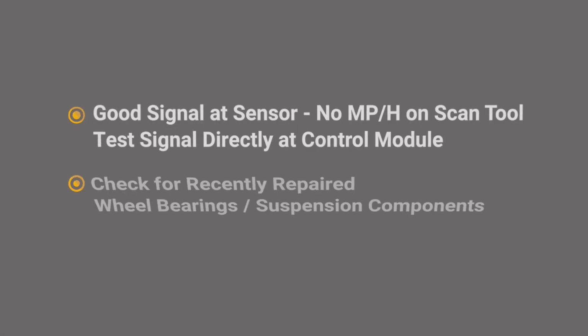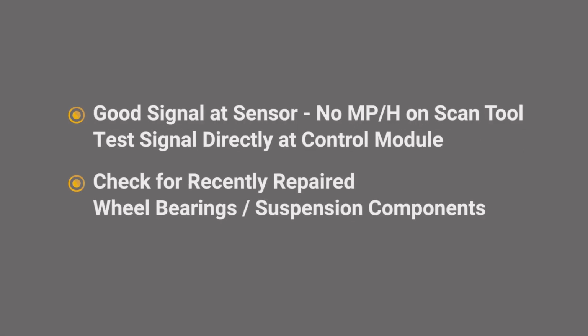If you have a good signal at the sensor but your scan tool does not display it correctly, test the sensor signal directly at the control module. The wiring from the sensor to the module may be faulty. If you lack a signal at the sensor but have good positive and negative voltage, the encoder or phonic wheel may be damaged or installed incorrectly. For example, a wheel bearing that has been installed backwards where the phonic wheel is part of the bearing assembly.